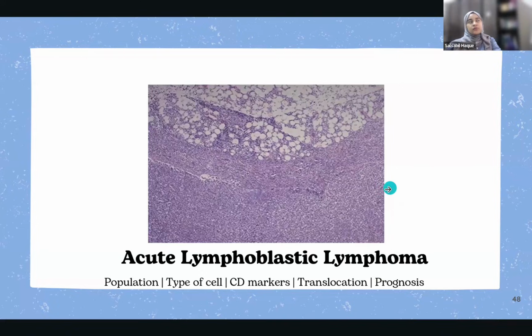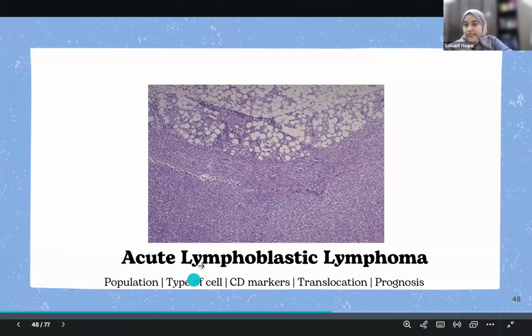Okay. So now can anyone tell me, since they're blasts, what markers are we looking for? Since they're blasts, we're looking for a very specific marker called TDT. This can come as an SAQ as well. So we're looking for TDT, and we're looking for CD99. Lymphoblastic lymphoma usually happens in children. It can be either T cell or B cell, so depending on that, the markers are going to differ.